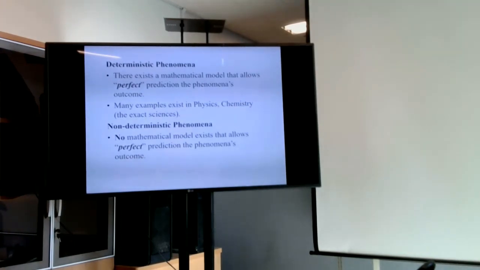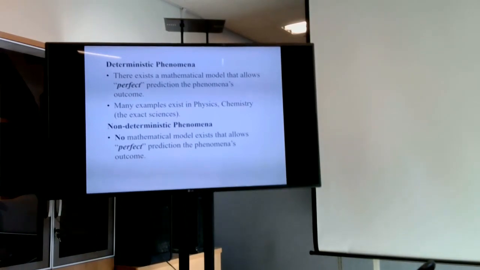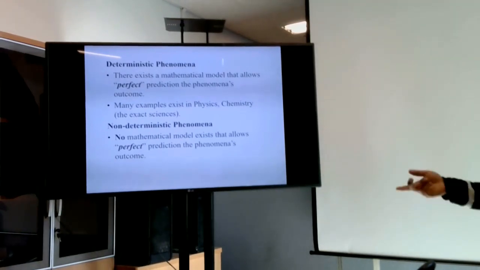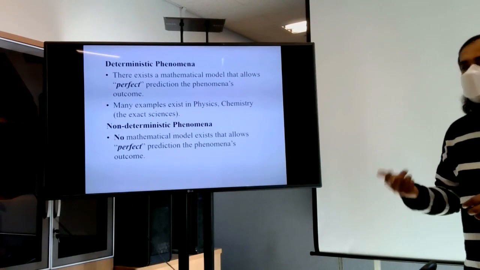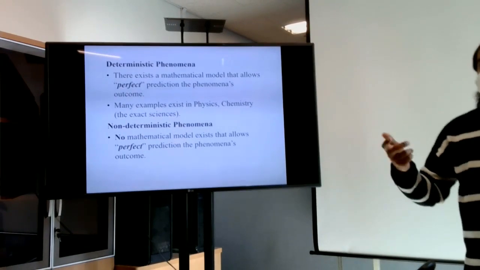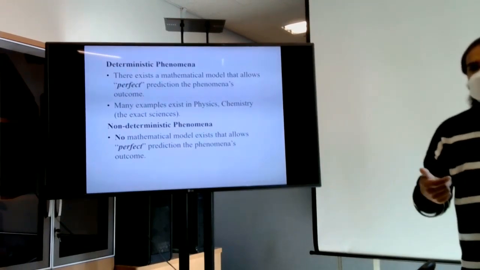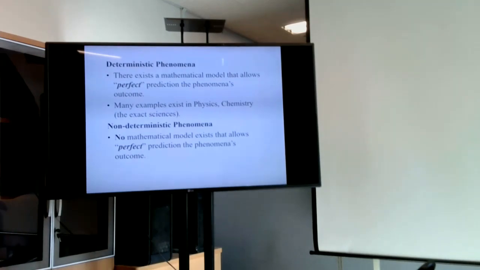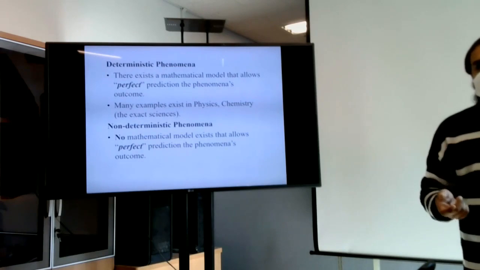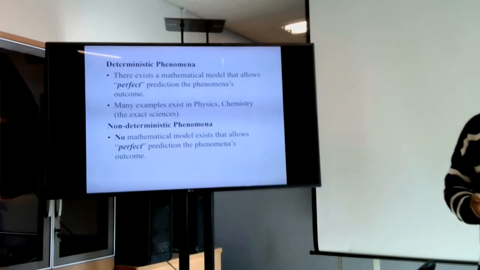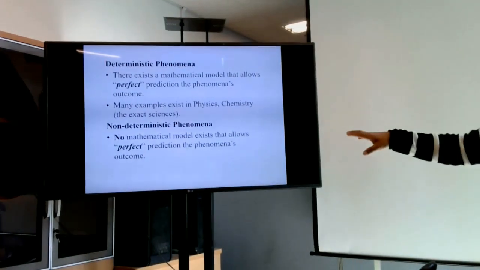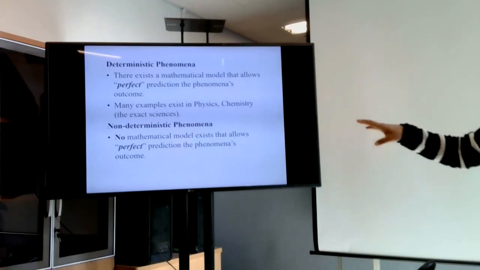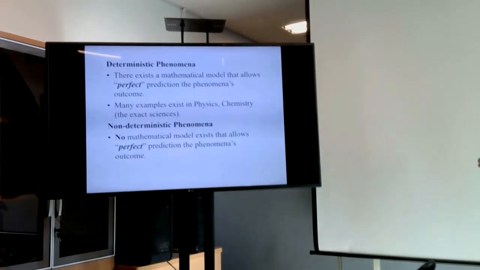Non-deterministic phenomena have no mathematical model, but it allows perfect prediction of the phenomenon's outcome. We can also derive, or we can also make, a model of the object. If it is undetermined, then we can also derive the model. So in both cases, they allow perfect prediction of the phenomenon's outcome.